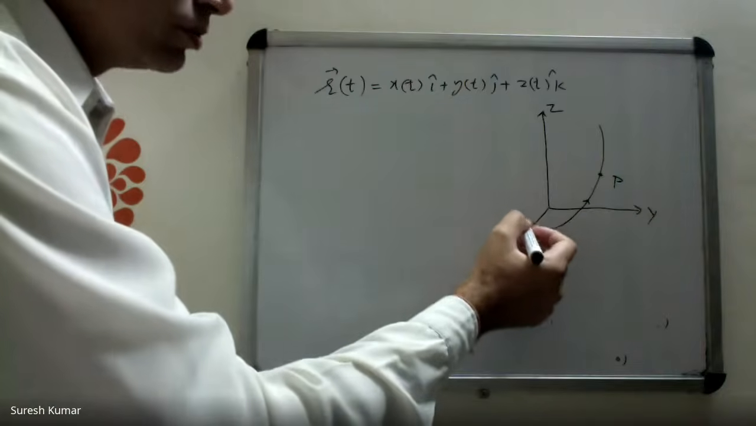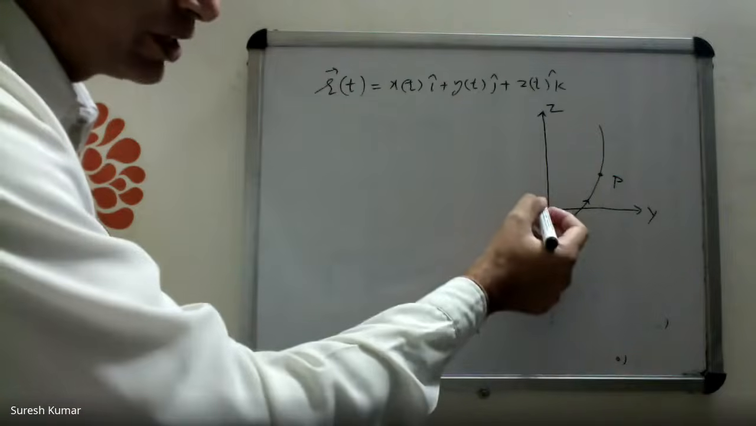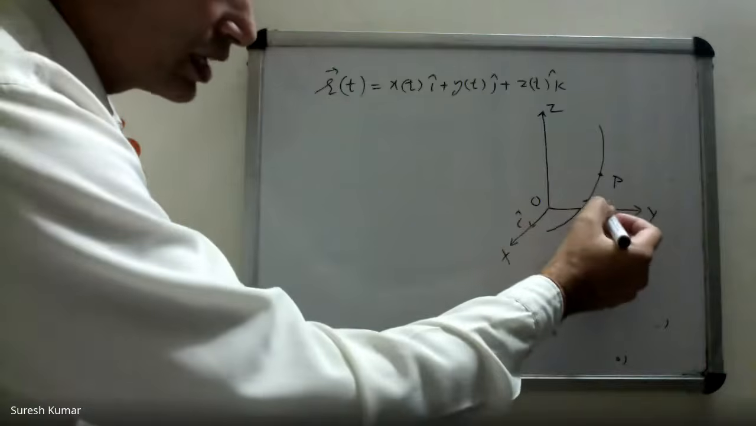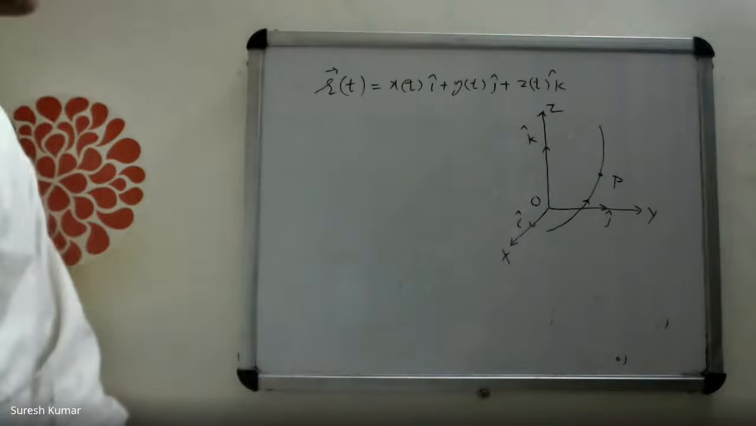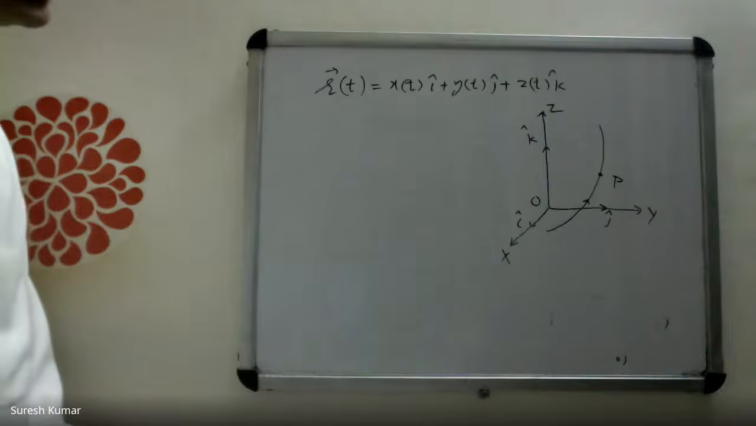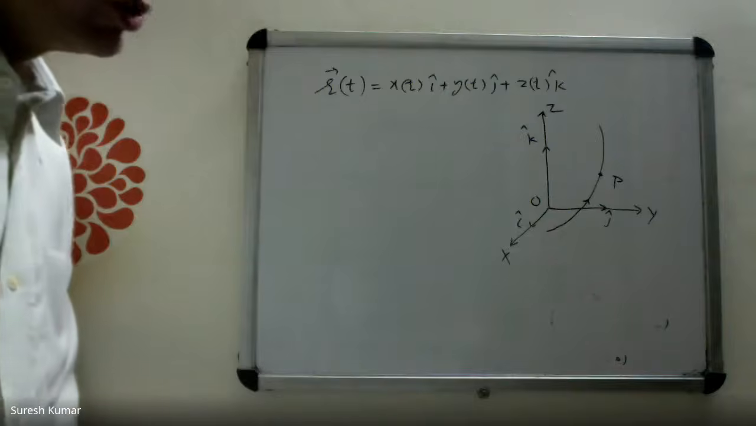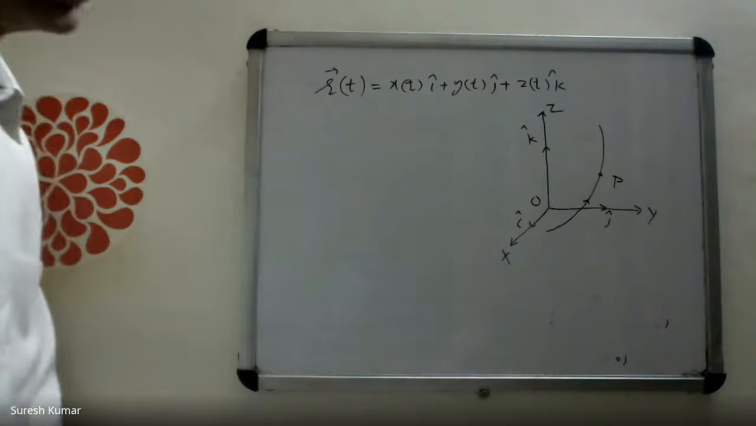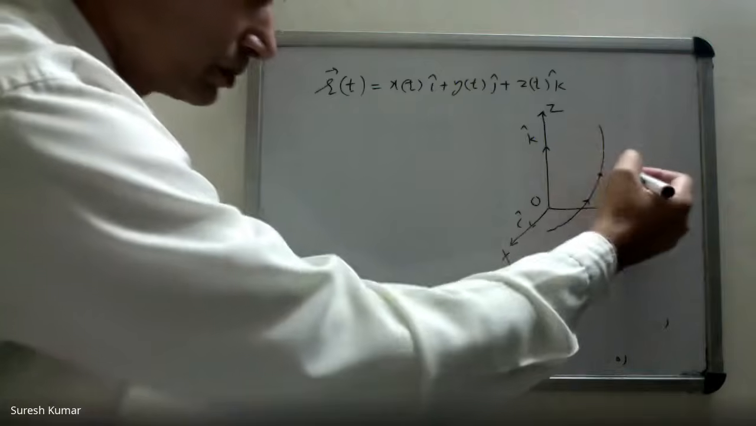Now you know there are three standard unit vectors that you are already familiar with. i cap is a unit vector along the x-axis, j cap is a unit vector along the y-axis, and k cap along the z-axis. You are familiar with these three standard unit vectors which are mutually orthogonal. Now similar to these, we can define three mutually orthogonal vectors acting at point P. Those are very important. Okay, let's first define those vectors.